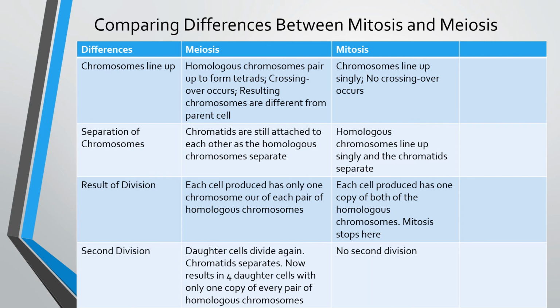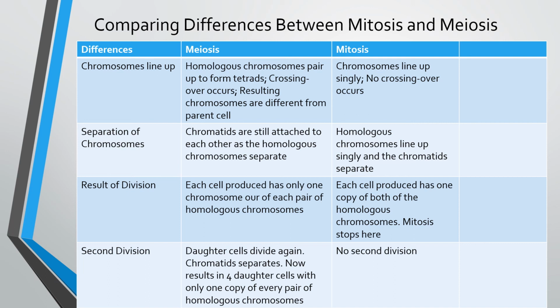Comparing some differences between mitosis and meiosis. In meiosis, the chromosomes line up differently. Homologous chromosomes pair up to form tetrads. Crossing over occurs, resulting chromosomes are different from the parent cell. In mitosis, the chromosomes line up singly with no crossing over occurring.